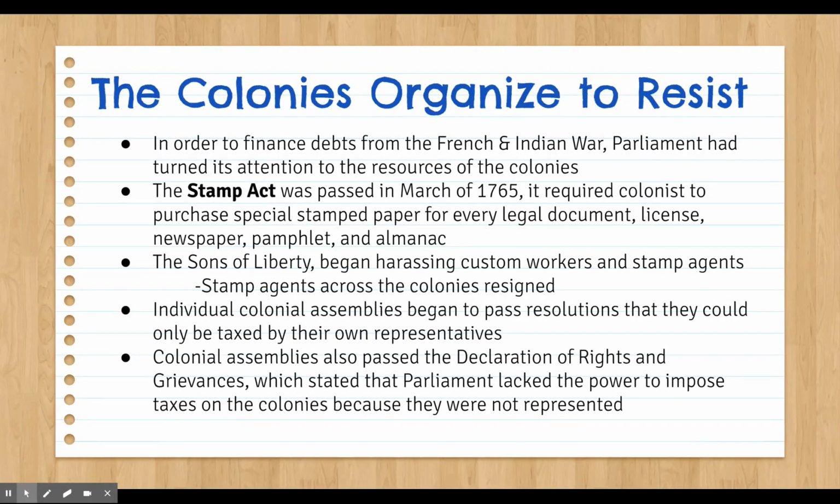Individual colonial assemblies began to pass resolutions that they could only be taxed by their own representatives. Colonial assemblies also passed the Declaration of Rights and Grievances, which stated that Parliament lacked the power to impose taxes on the colonies because they were not represented. So kind of pushing forward this idea that there's no taxation without representation. That was one of their biggest grievances, that in Parliament they're creating these taxes, but no one is there in the British Parliament representing the colonists, their interests, or speaking up on their behalf.